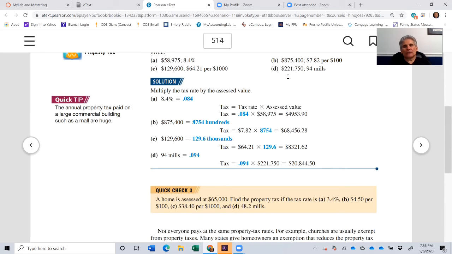And finally, D, we'll take 221,750, that's the assessed valuation, 94 mils. We've got to convert the mils. So we'll take 94 mils, divided by 1,000, it's going to be 0.094. We'll take 0.094, multiply it by the assessed valuation, 221,750, and that equals 20,844.50.